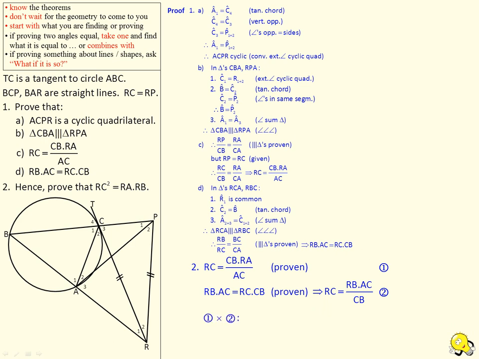Now I'm going to multiply 1 and 2. And have a look. AC's cancel. CB's cancel. I'm left with RA RB, which is exactly what is required.